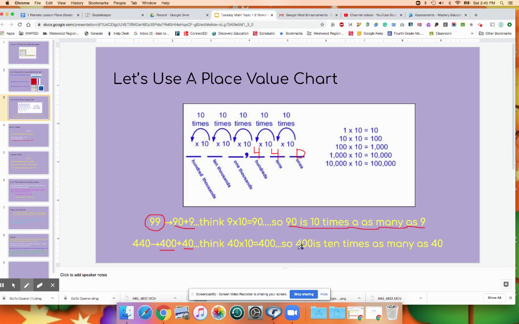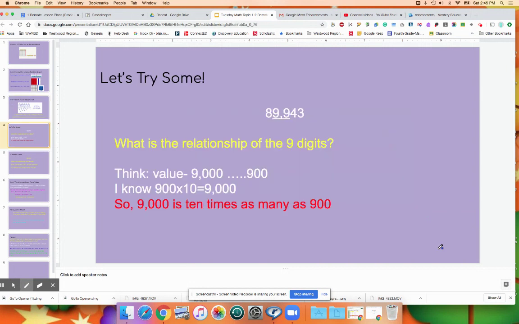And the way you would say it is 400 is 10 times as many as 40. Okay? Let's try another one.